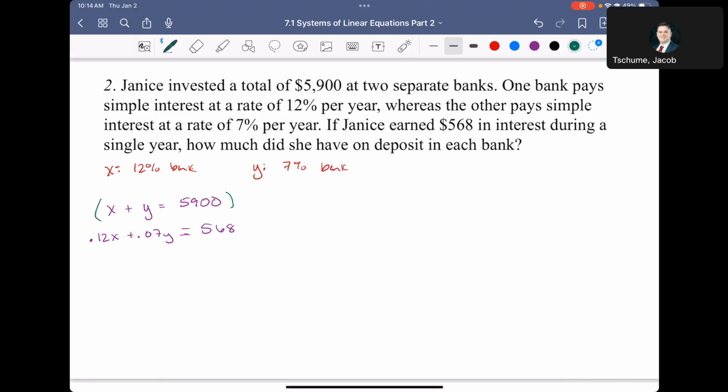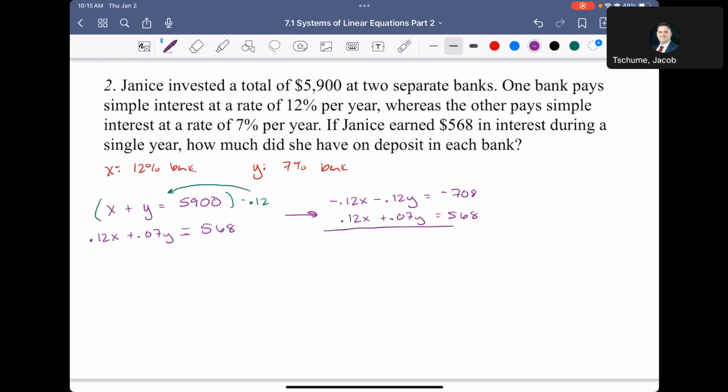So to make the X values opposite, I'm going to multiply everything by negative 0.12 in the first equation. And so when I do that, you will get negative 0.12x minus 0.12y, and then getting my calculator out, I'm going to do 5,900 times negative 0.12, and you should get negative 708 as your number. The second equation I'm not going to mess with, so let me bring everything over.